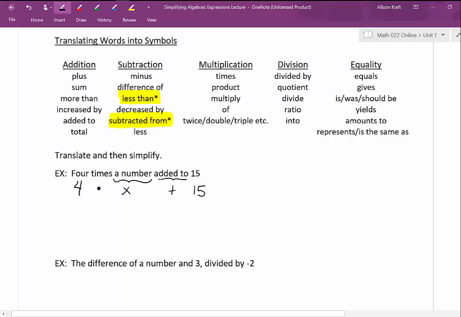So I'm just going to write this a little bit nicer. We would rewrite this as 4x plus 15. We want to check to see, do we have like terms that we can combine? We do not. So this is our answer.